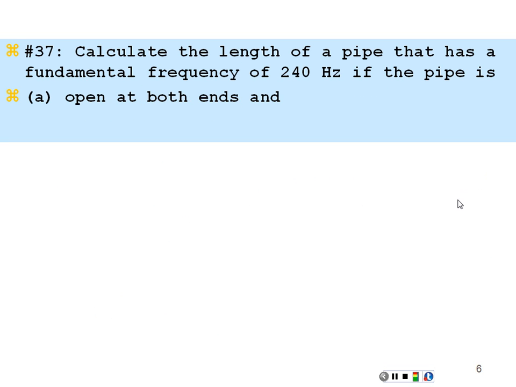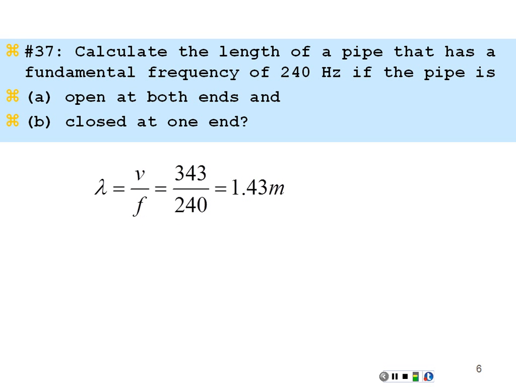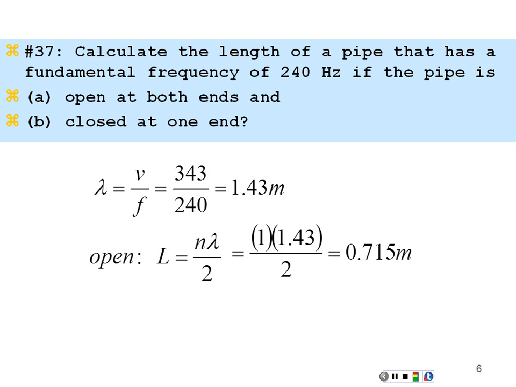So let's try this out. Calculate the length of a pipe that has a fundamental frequency of 240 Hertz if the pipe is open at both ends and closed at one end. Well, the wavelength we're thinking about is the velocity of sound, 343 meters per second, divided by this frequency, 240 Hertz. So the wavelength of the sound we're looking for is 1.43 meters. To produce that in an open-end pipe, at least at the fundamental, we need the length of the pipe to be half a wavelength. So that will be 1.43 divided by 2, or 0.715 meters.